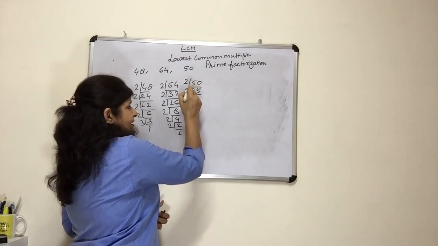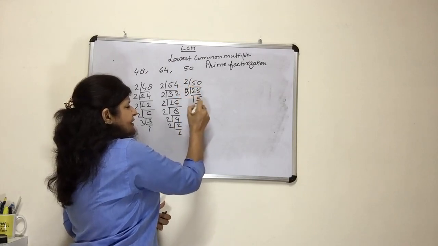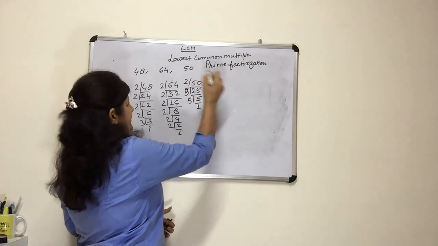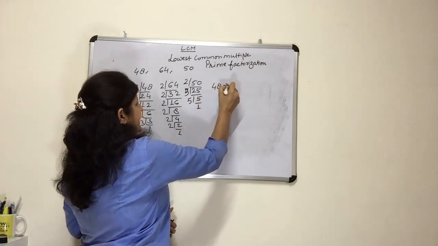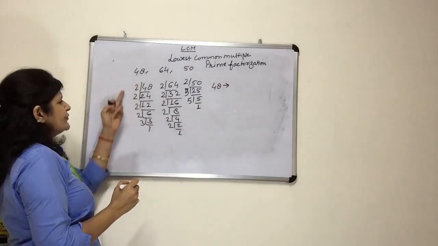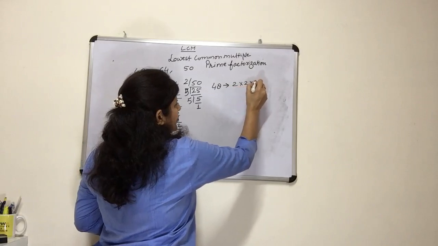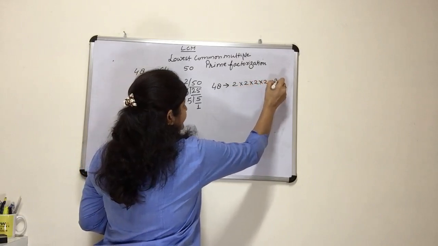Now we cannot divide it by 2. So 5 5s are 25 and 5 1s are 5. Now we will just write the factors all together. 48 is 2 2 2 2 and 3, so 1 2 3 4 times 2 and 3.